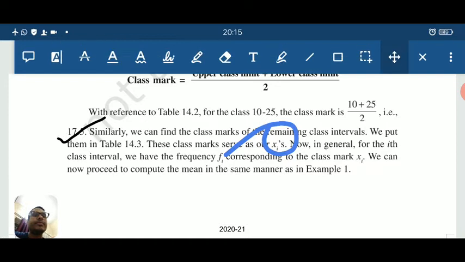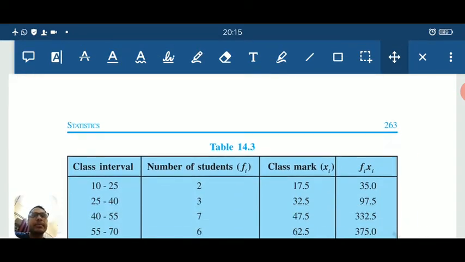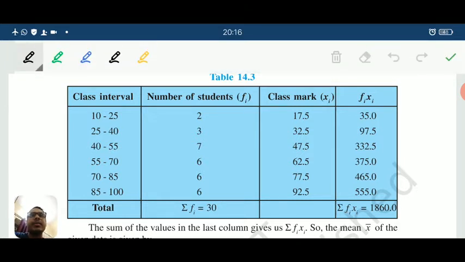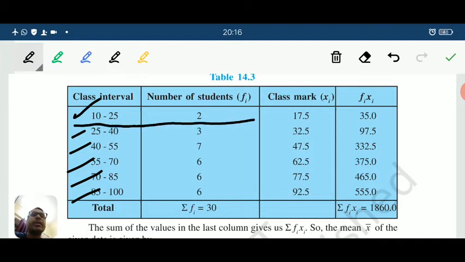Now moving further, let's see the new table which we have deduced from the given information, what we have seen in the previous table. Here the class intervals are already designed: 10 to 25, 25 to 40, 40 to 55, 55 to 70, 70 to 85, and 85 to 100. And the number of students falling will be corresponding to the given class intervals. So how to find the class mark? Addition of these two divided by 2 will give you 17.5. Similarly for 25 and 40, addition divided by 2, 32.5.